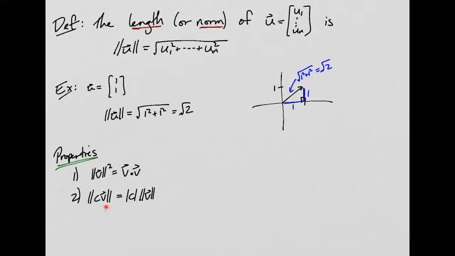The second one is useful for computations. If you do a scalar multiple of a vector and take the norm, then that scalar you can pull out of this norm. But when you pull it out, you just have to make sure you take the absolute value of the scalar. This is a second property that's pretty useful. And again, if you just write down the definition of scalar multiplication and the norm, this should be pretty obvious to see.